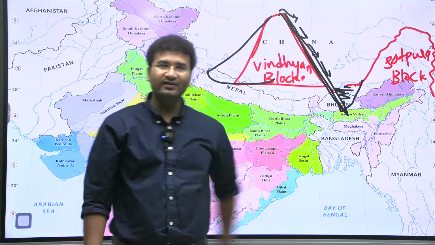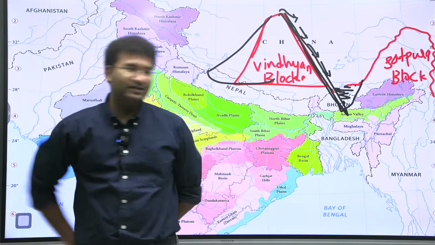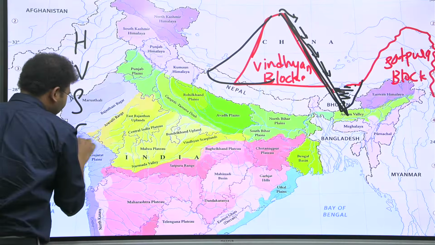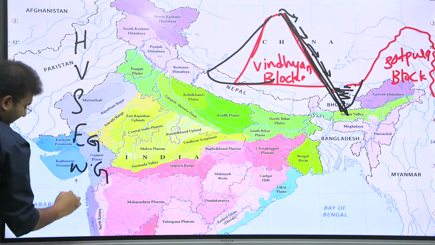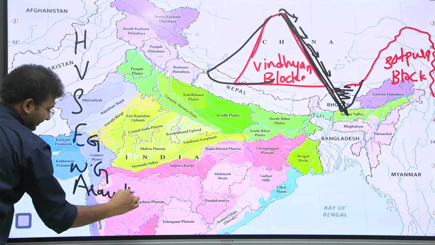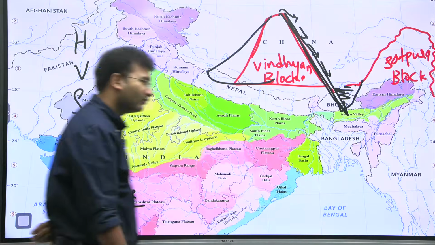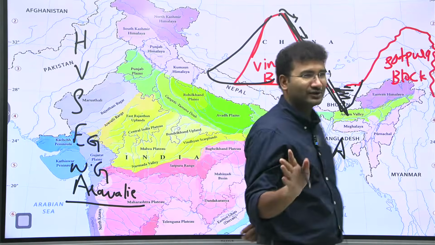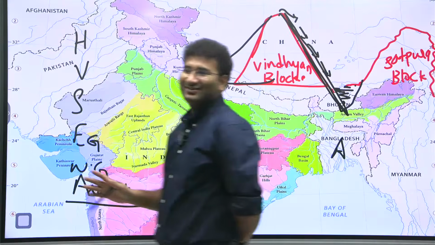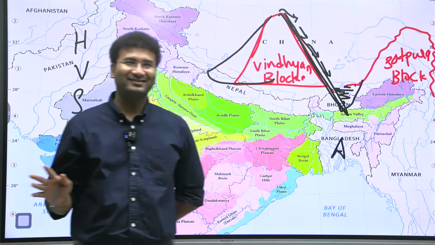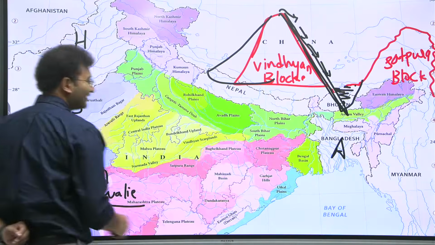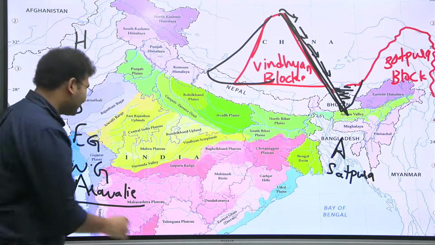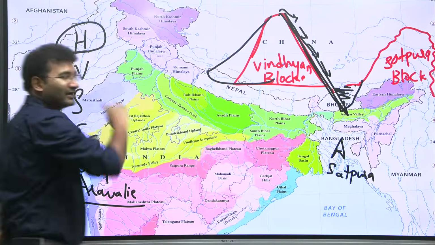Which is the oldest mountain in India? Aravallis. After that, I'll give you options. Himalayas, Vindhyas, Satpuras, Eastern Ghats, Western Ghats, Aravallis. Tell me in the order. Who are older? Okay, everybody knows Aravalli. After that? Western Ghats. Next. Satpuras. Okay, first is Aravallis, then Satpura, then the Himalayas are the youngest, a little baby, born just yesterday, okay?